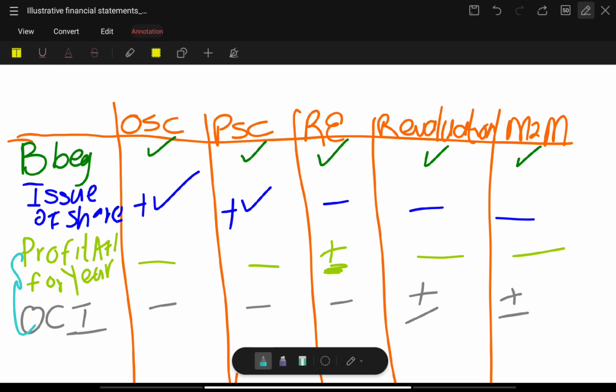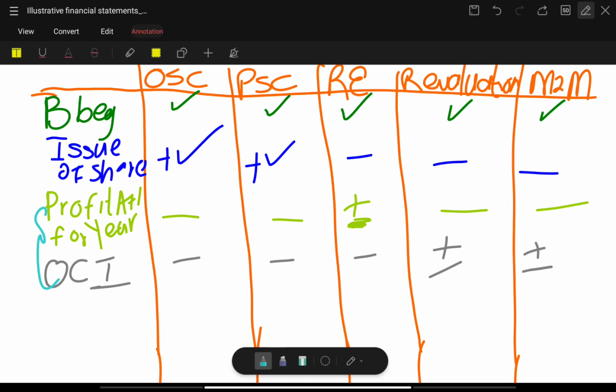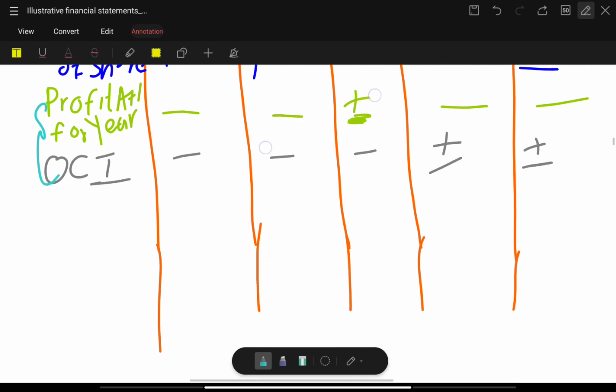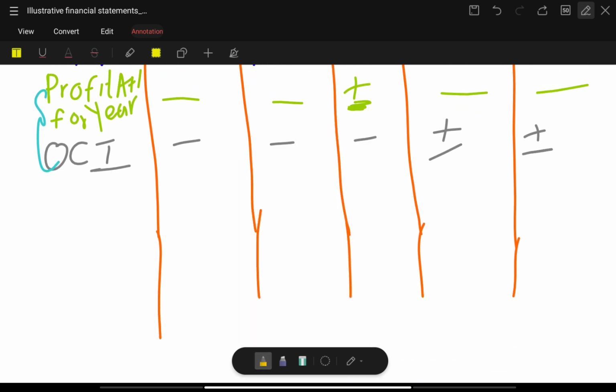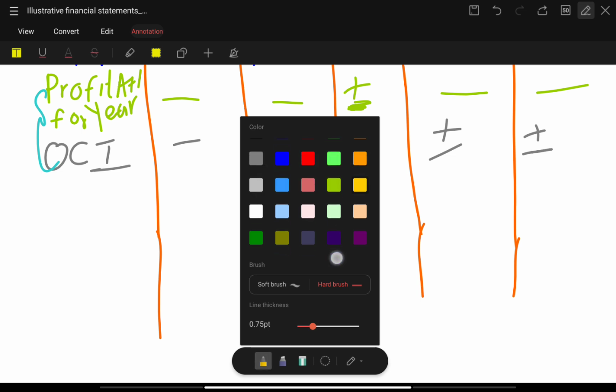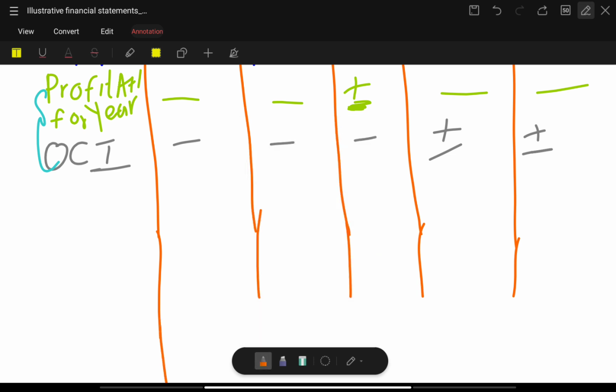So I prefer you guys, you should actually write profit after tax or loss for the year and OCI, separate them. Does it make sense? It makes much sense if you do it that way. You won't be penalized.